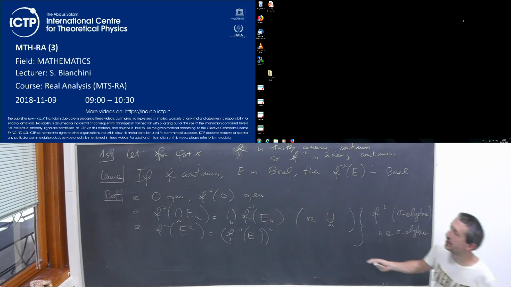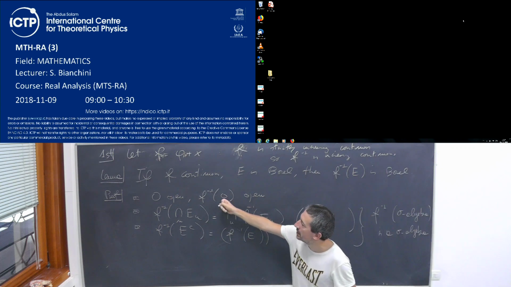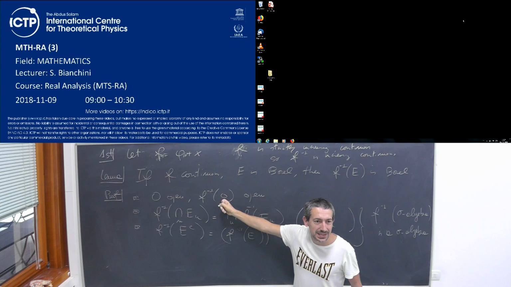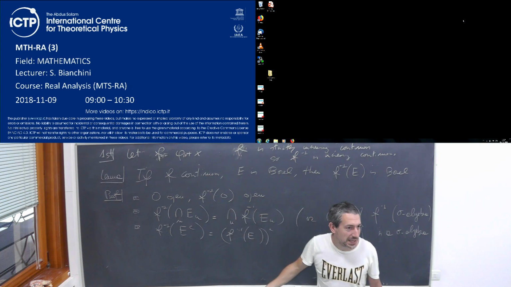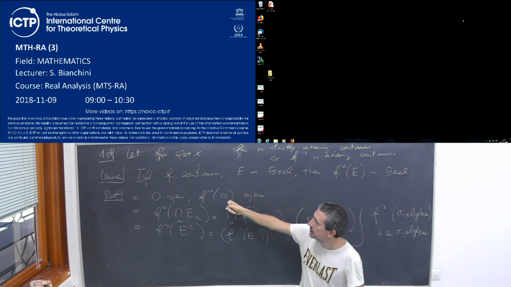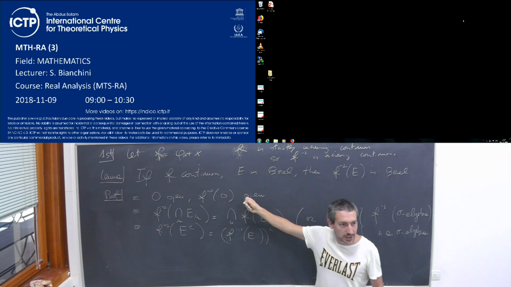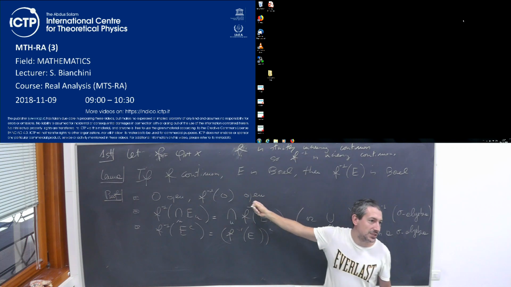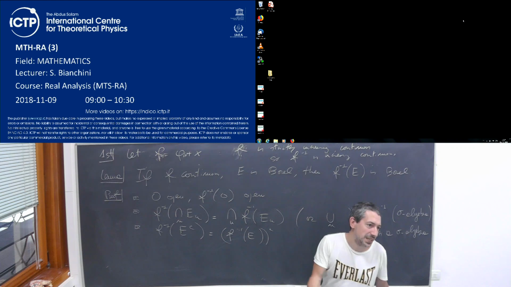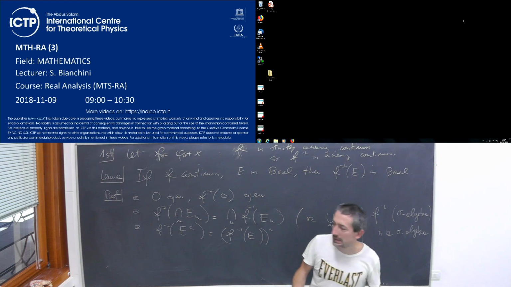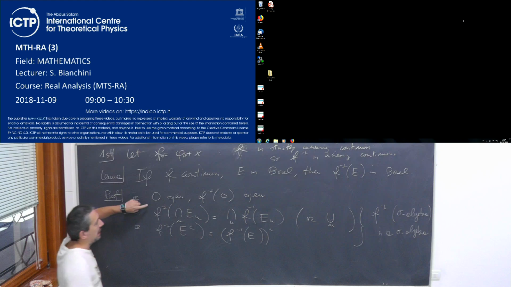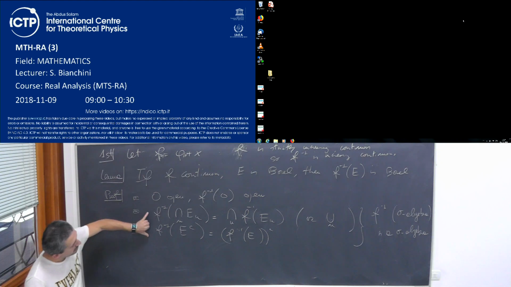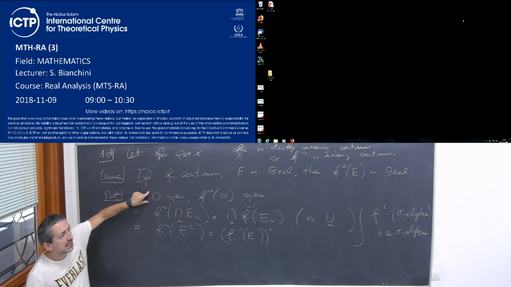And now I know that the f to the minus 1 of the Borel sets is a sigma algebra, and since f is continuous, it contains the open sets. So the sigma algebra contains the open sets, so it is clearly containing the Borel sigma algebra. So now you see, this is completely general, and the continuity enters only here.